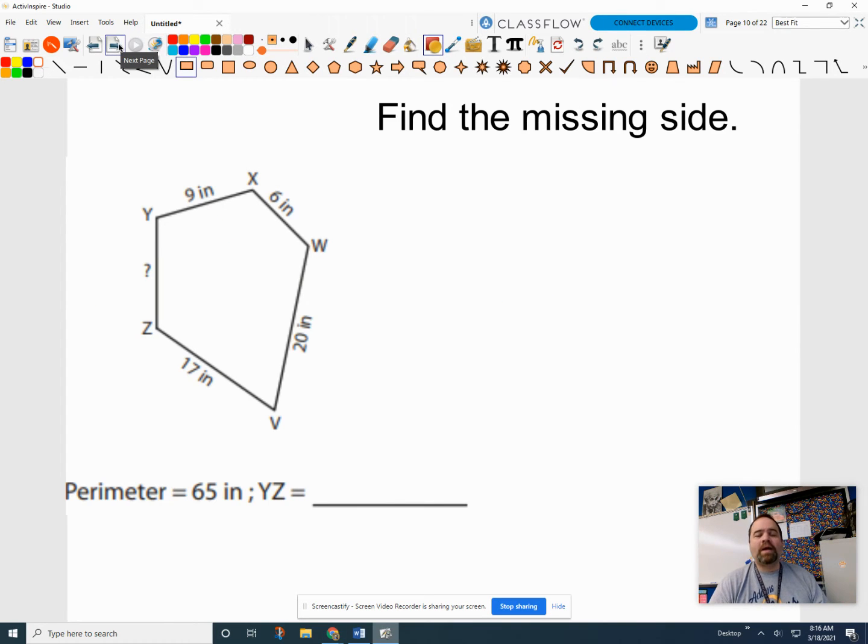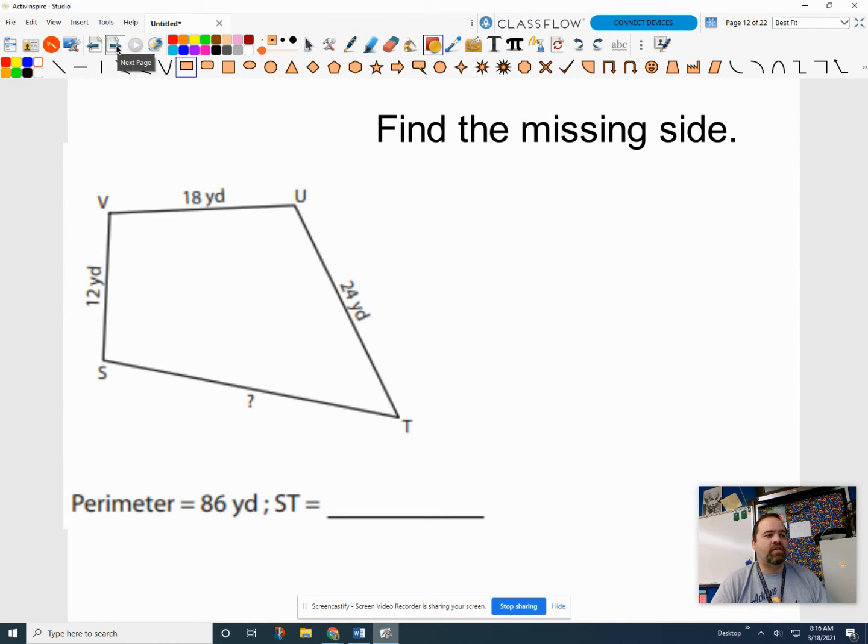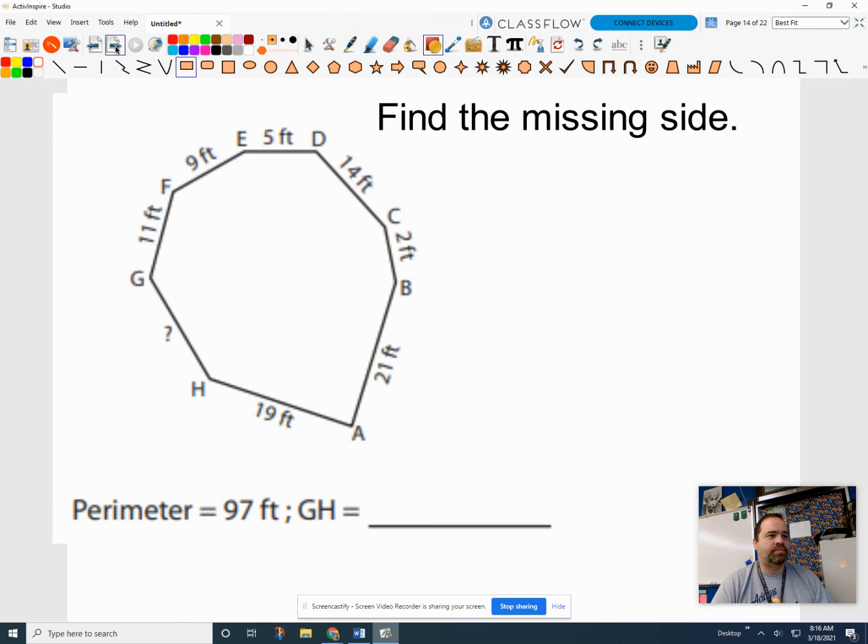Okay, this one you're working backwards. I've given you the perimeter and I've left out a side. Your job is to find the missing side. In this case, it was 13 inches. Same thing here. You've got the full perimeter. You need to find the missing side. Missing side was 32 yards.